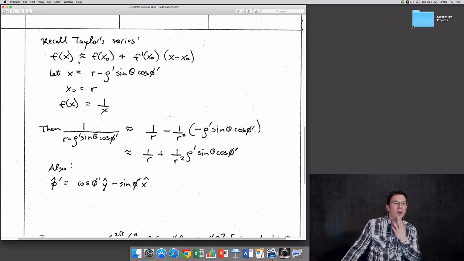Here's what we're going to do. In our case, we're going to let x be equal to r minus rho prime sine theta cosine phi prime, like that.